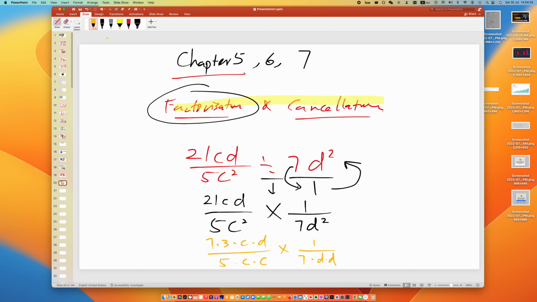Basically you use a pencil, but since I have technology, I can use an eraser. C and C, gone. 7 and 7, gone. D and D, gone. After that, top times top, bottom times bottom, which is 3 times 1, which is 3, over 5CD.